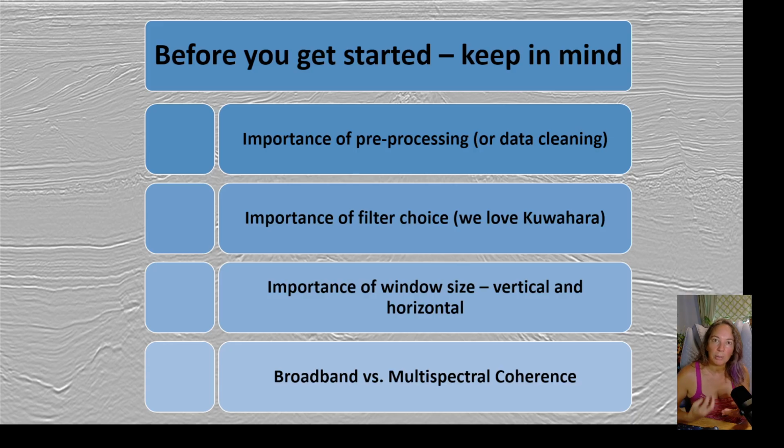And also the window size you choose is really important. So are you looking at a 5 millisecond window, a 10 millisecond window? Are you comparing it to a radius of 3 wiggle traces or 10 wiggle traces? Are you using your broadband data or your multispectral coherence? So you're just looking at a certain frequency spectrum of your broadband data. All of those will give you different results, and depending on why you're using coherence and what you're trying to see, you should consider all four of these factors.